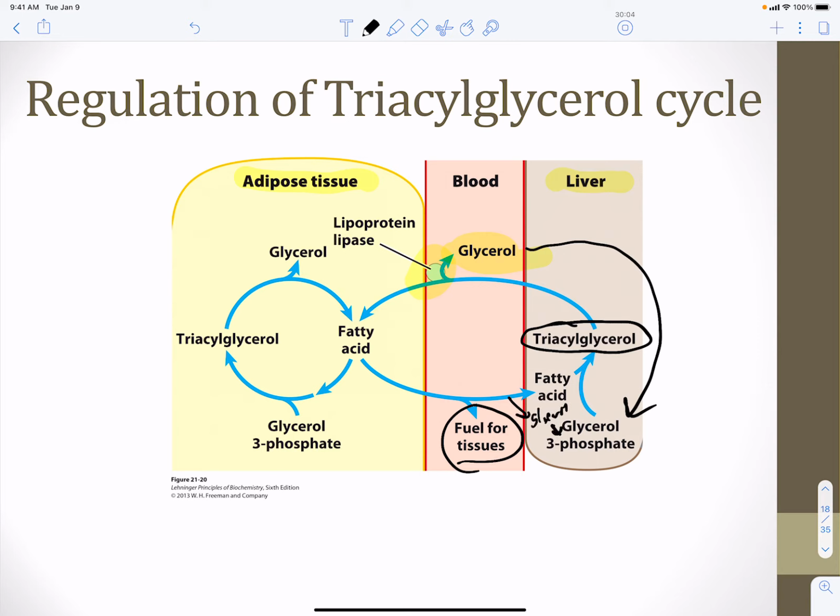Okay, so there has to be something tying all of these together. So the cycle between liver and adipose tissue is actually controlled by the activity of PEP carboxykinase. Okay, PEP carboxykinase is going to limit gluconeogenesis and glycerol neogenesis.